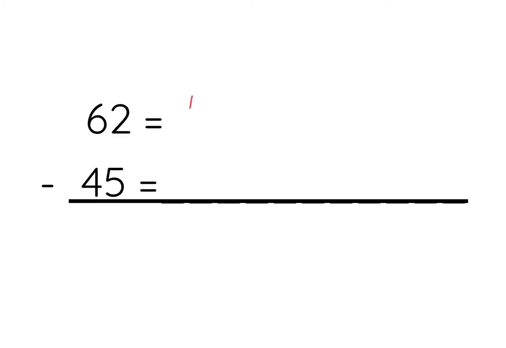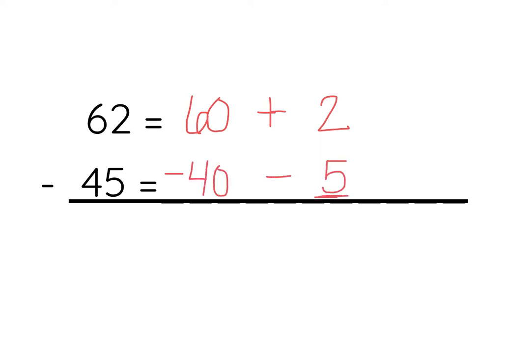62 minus 45. We have a 60 plus 2 minus 40 minus 5. Again, big digit is on the bottom. So if you don't want negative numbers, we need to rename 60 plus 2 so that we have enough ones to subtract. So 50 plus 12 has the same value as 62. It just is renamed so we have more ones, when we took a group of 10s and put it with our ones.